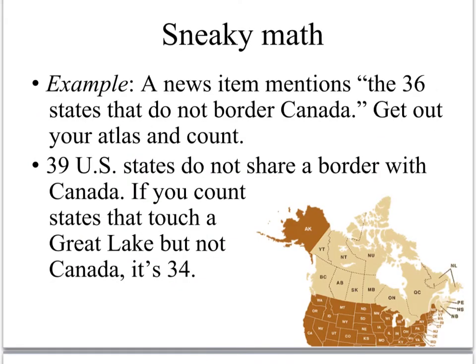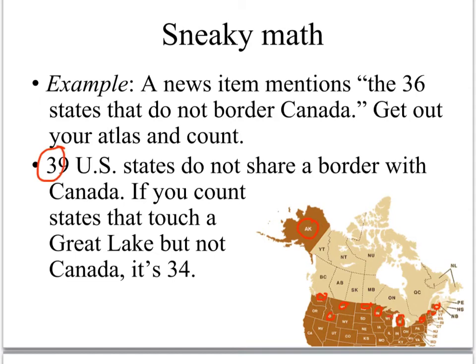Here's a sneaky little one. We had a news item that mentioned the 36 states that do not border Canada. So, being a good editor, you get out your atlas and count. Okay, you count Alaska, Washington, Idaho, Montana, North Dakota, Minnesota, Michigan, New York, New Hampshire, Vermont, and Maine. Okay, whoops, how do we get here? We go 1, 2, 3, 4, 5, 6, 7, 8, 9, 10, 11. All right, 11 states share a border with Canada, which means that 39 states don't.